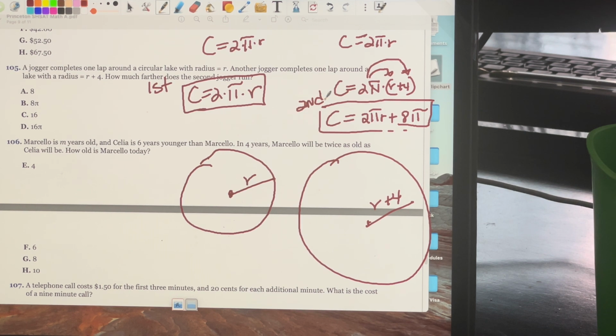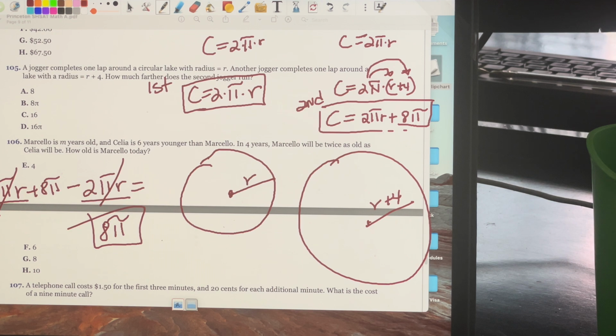The question is, how much further did the second run than the first? Well, now it's just a matter of subtracting. So 2 pi r plus 8 pi, that's how much the second jogger ran, minus 2 pi r, what the first jogger ran. You notice that these are like terms with opposite signs, so that gives me 0. So the second jogger runs 8 pi more than the first.